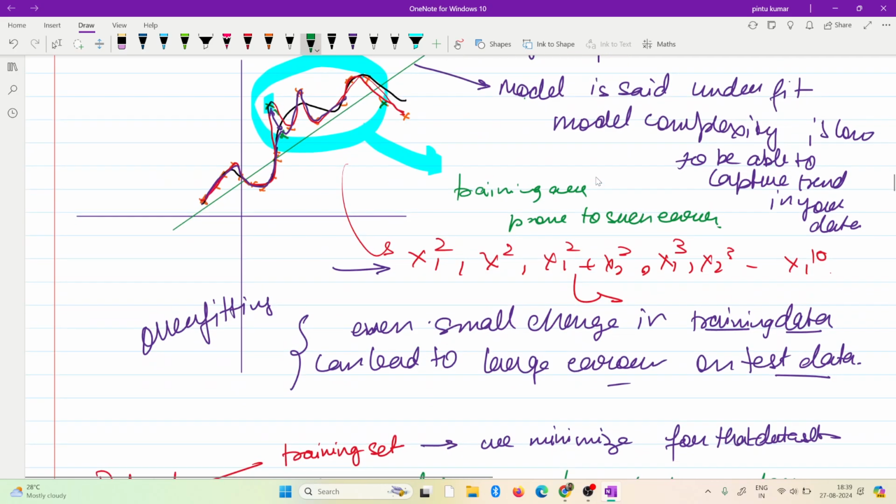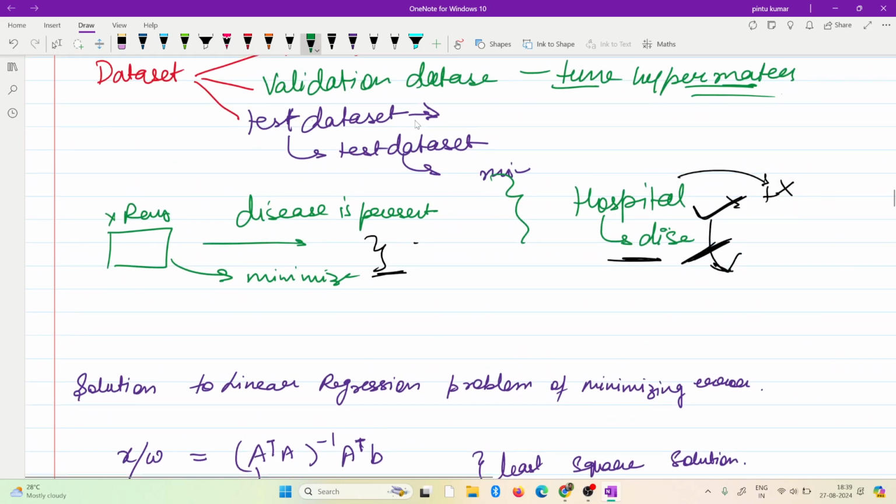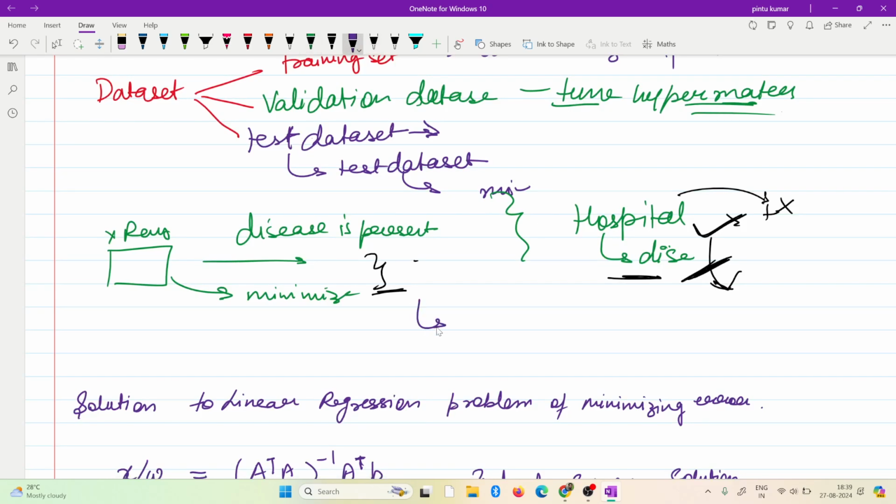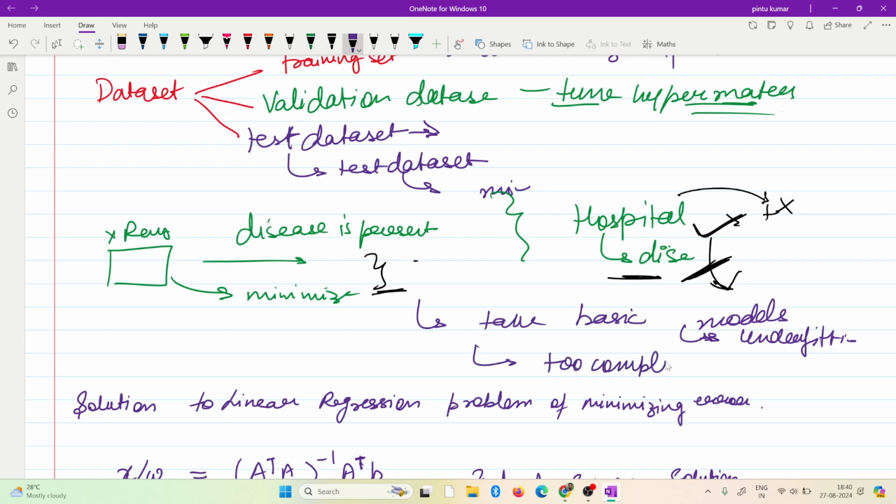So the takeaway of this discussion is, if you take basic models, then you will do underfitting. And if you take too complex models, then you might overfit.